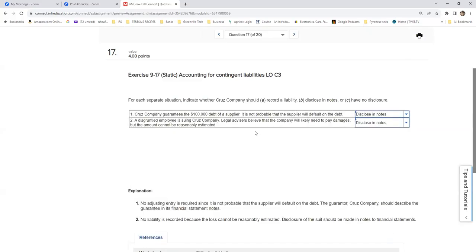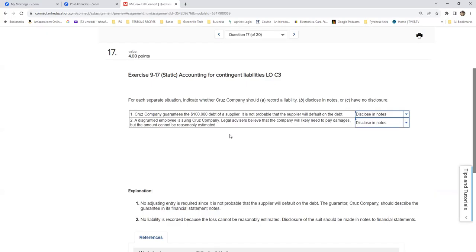For each separate situation, indicate whether a cruise company should record a liability, disclose in the notes, or have no disclosure. In the first one, where a cruise company guarantees $100,000 of a debt to a supplier, it's probable that the supplier will not default. You'll disclose it in the notes. The reason you won't put it in the financials themselves is that because it's a guarantee doesn't mean it goes on your books. All it means is you apply the signature that will hold you liable if he defaults.